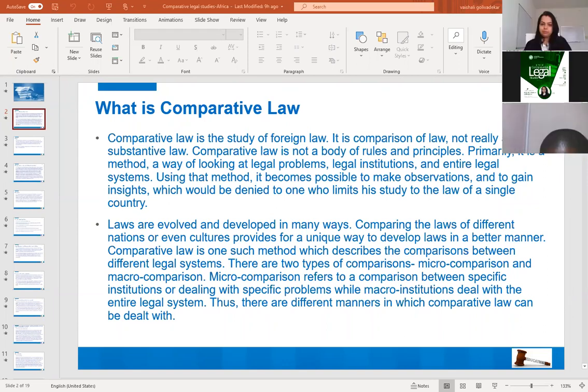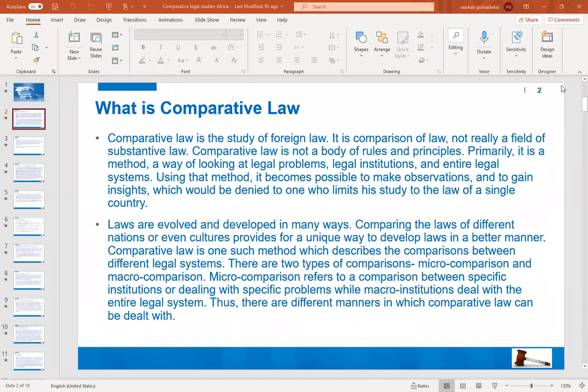For example, law relating to public interest litigation in Nigeria and law relating to public interest litigation in the US. So this is a micro comparison. Then what is macro comparison? Macro comparison is comparison between legal systems in general, in totality. Okay, so there are two types of comparisons, micro comparison and macro comparison.